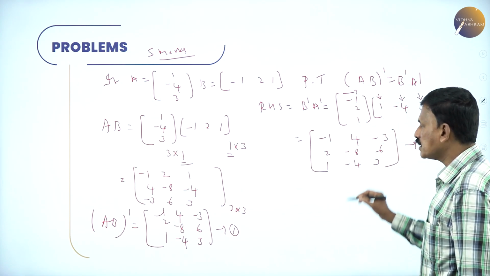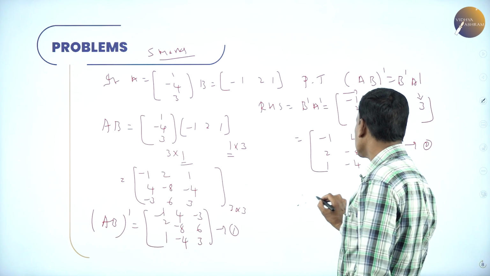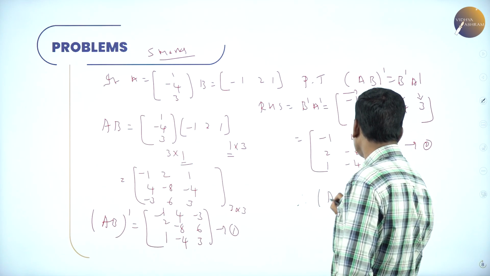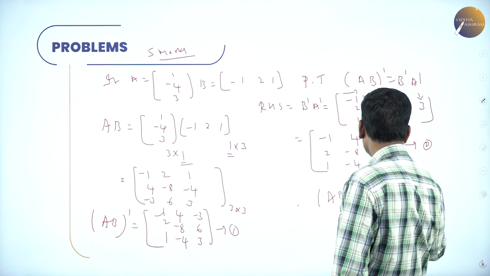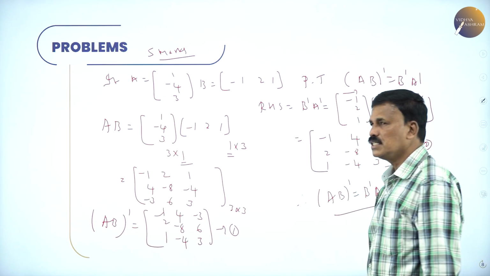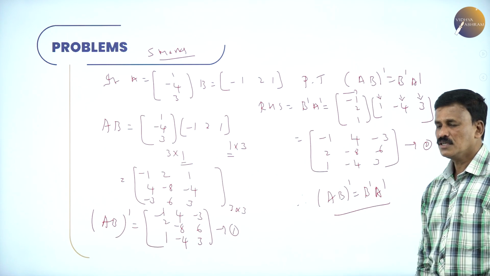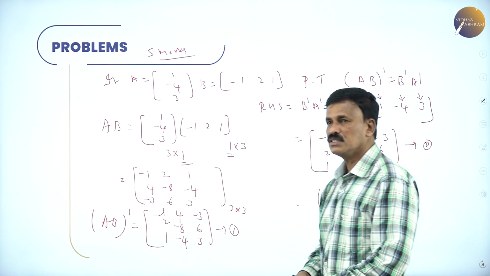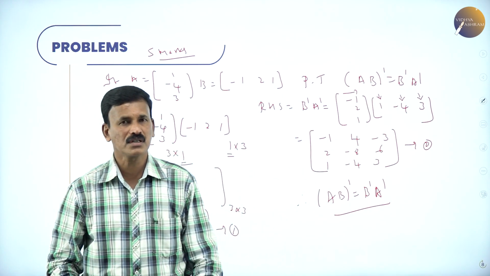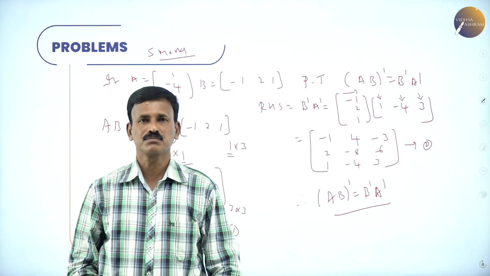From 1 and 2, if the right hand side is equal, it means the left hand side is also equal. So therefore from 1 and 2 we can say that AB whole dash is equal to B dash into A dash. So this is a 5-marker question. Definitely you will get a question for 5 marks from this part.